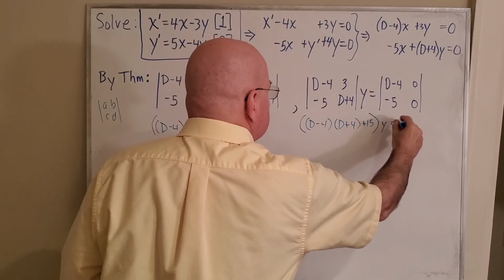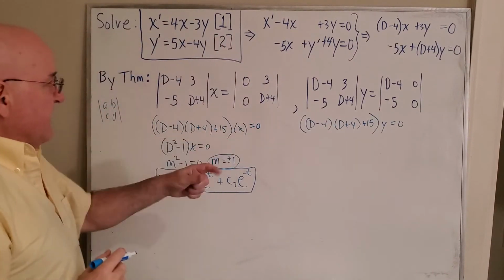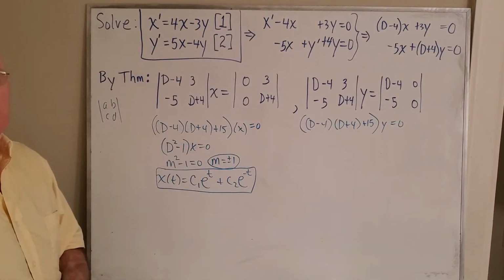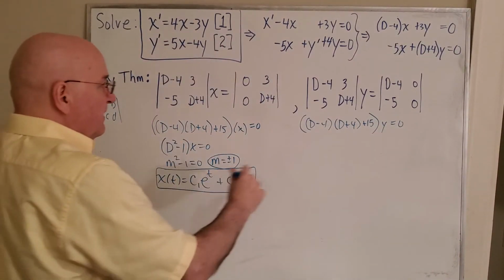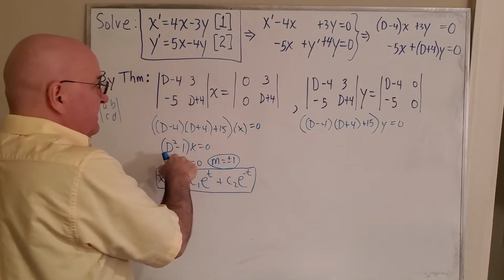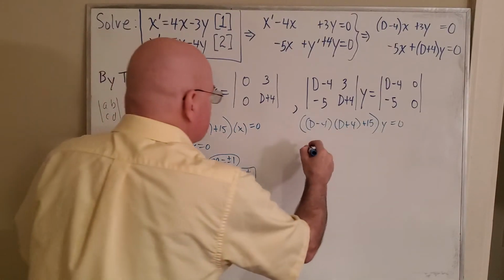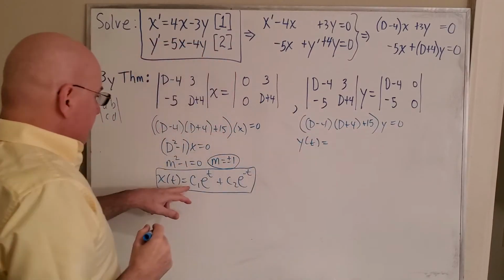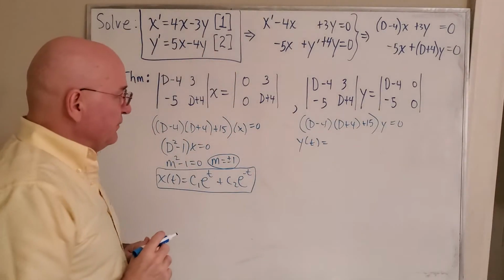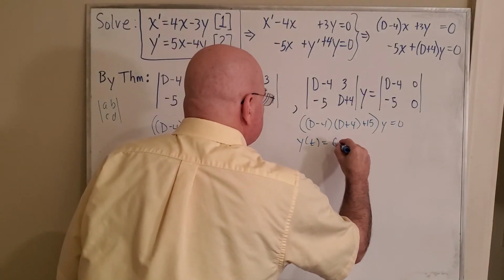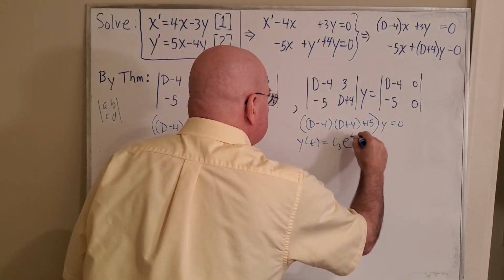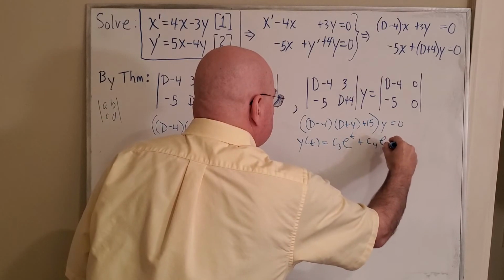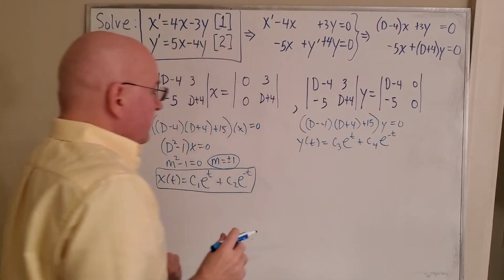Applied to y equals 0. So I don't have to redo that. That's exactly the same thing we had over here. So I know that we get D squared minus 1, the characteristic equation. So I know that y of t is equal to, I can't reuse these constants c1 and c2, c3 e to the t plus c4 e to the negative t.